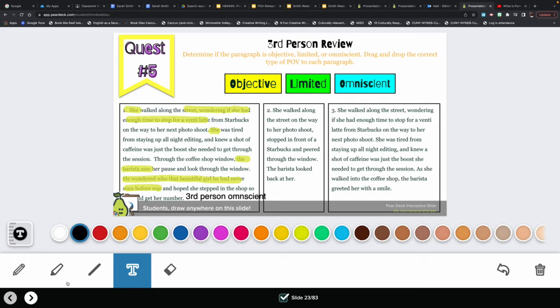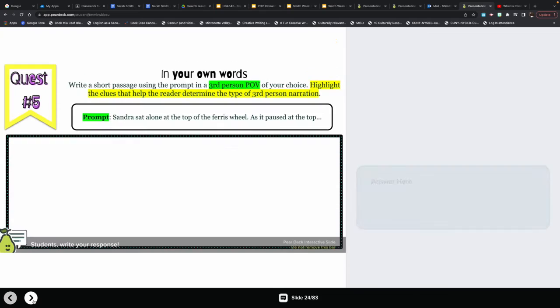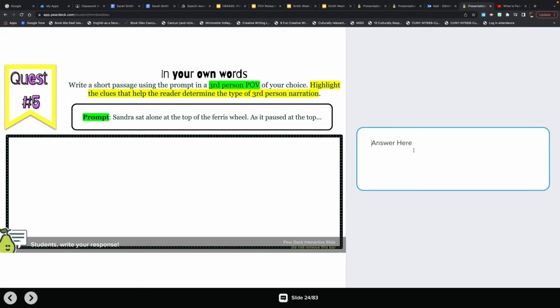You can pause my video to go ahead and figure out which one is which here. All right, once you've done that, this is our last one. It says, write a short passage using the prompt in a third-person point of view of your choice. Highlight the clues that help the reader determine the type of third-person narration. Prompt: Sandra sat alone at the top of the Ferris wheel as it paused at the top.